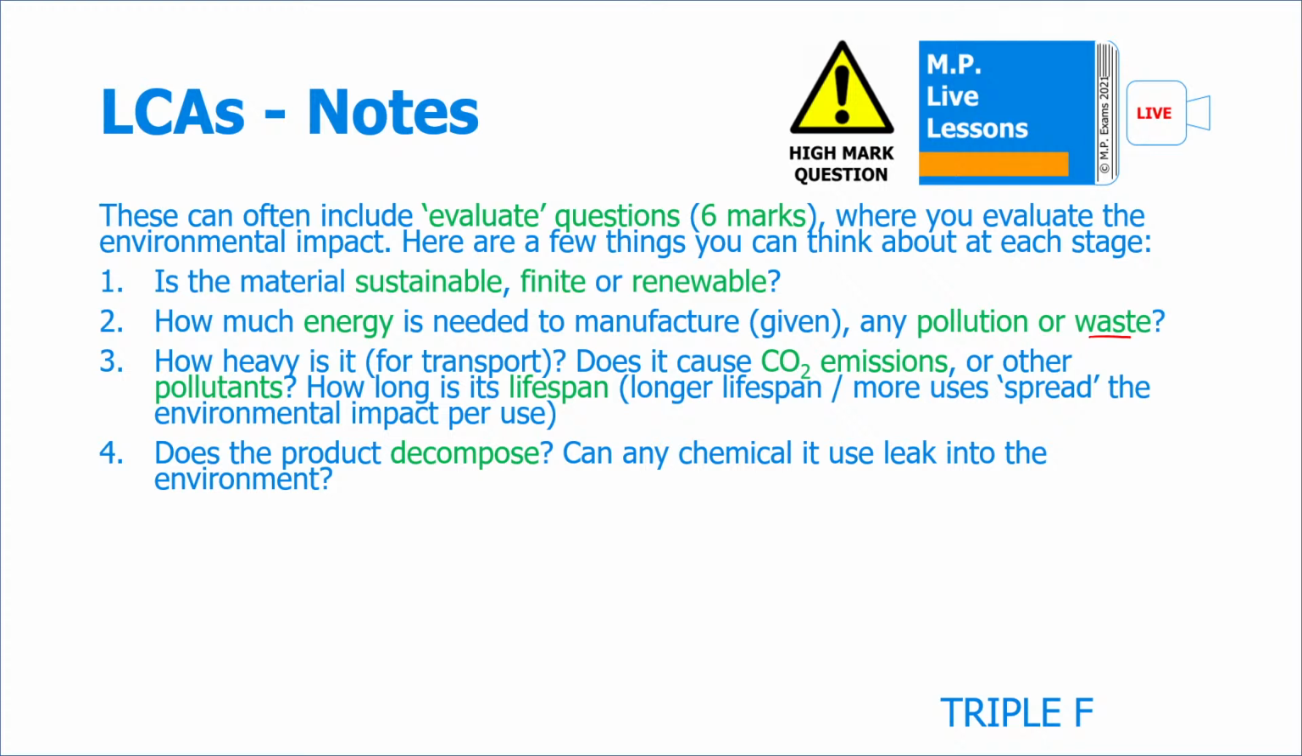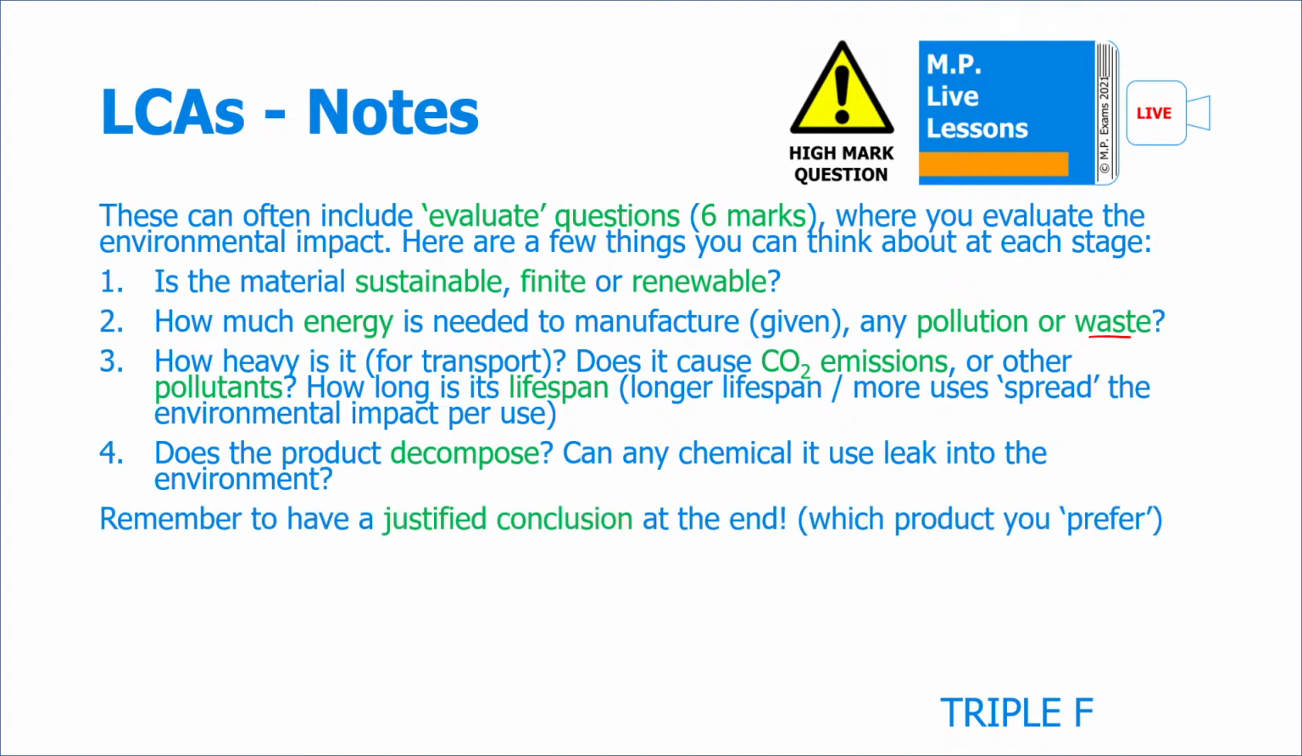For the first one, let's say things like paper will decompose. You could see them as biodegradable materials. And for the second question, this is quite notable with, let's say, batteries. Batteries will contain chemicals that can leak into the environment. And remember, at the end, after all this, you'll need to have a justified conclusion, as in which product you prefer.